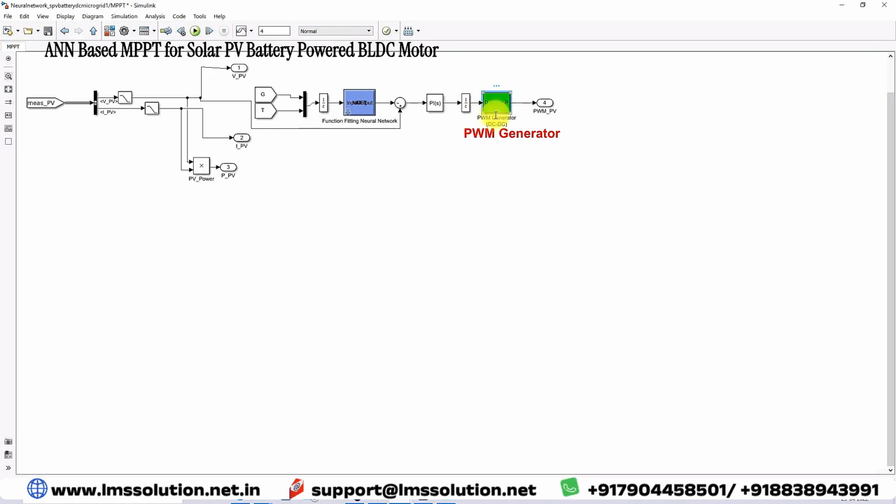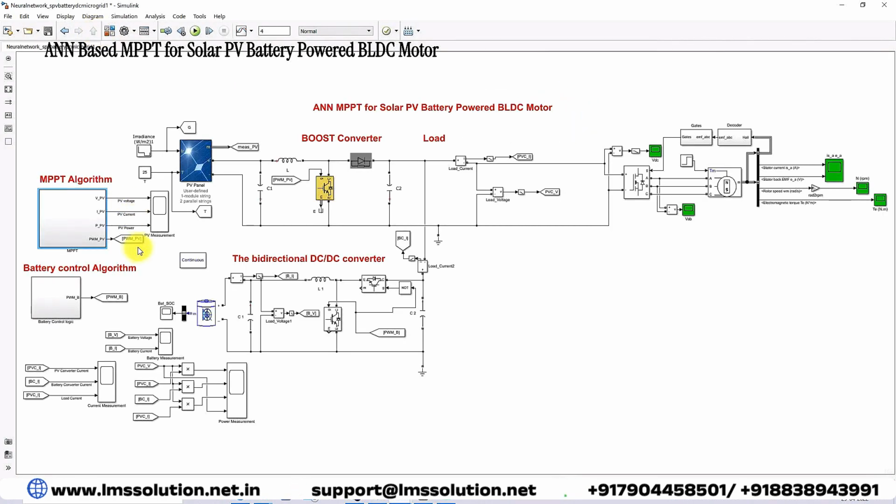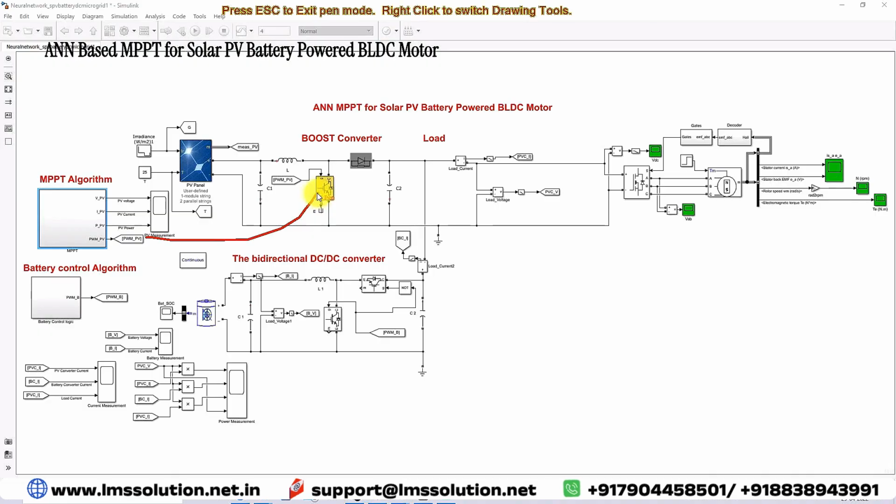This PI controller generates the duty cycle. The duty cycle is processed via the PWM generator. So this PWM generator is going to generate the pulse for this boost converter. This pulse will be given to this IGBT. This neural network MPPT tries to extract the maximum power from the PV in all kinds of irradiation and temperature conditions.